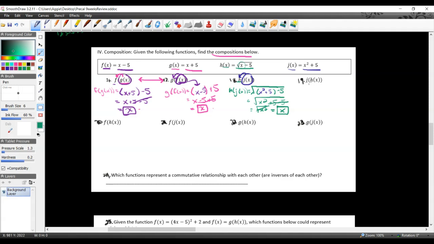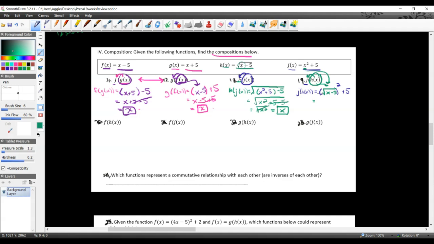And now we look at the opposite. So j of h of x. So h of x is going to get plugged into here now. So let's do that. J of x is equal to something squared plus 5. So again, this little x right here is the parentheses, okay? And we're going to take all this one and put it in there. So it's going to be the square root of x minus 5.